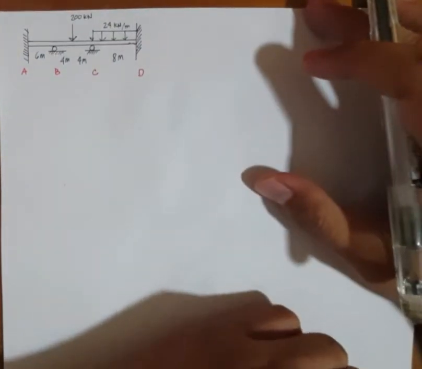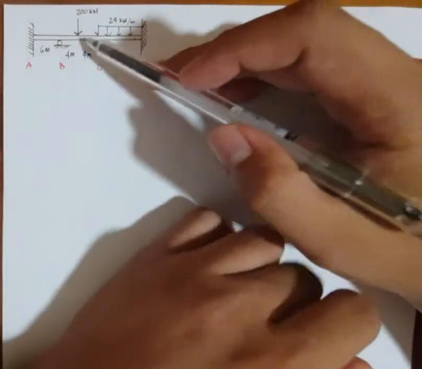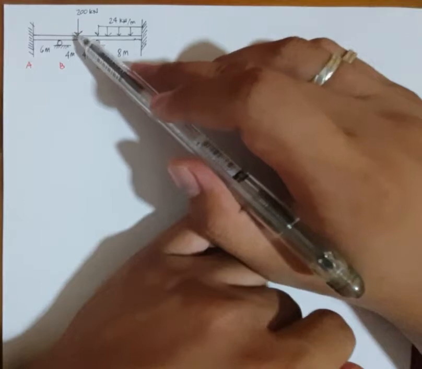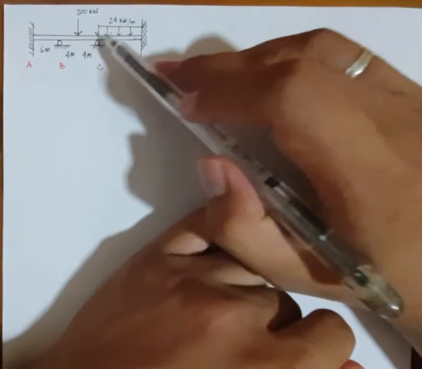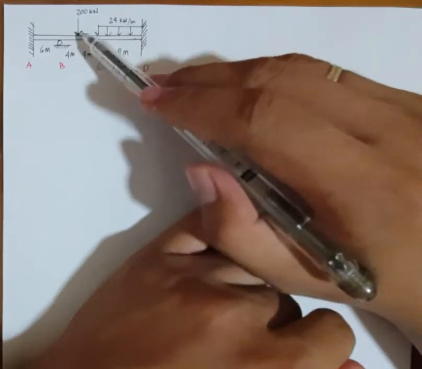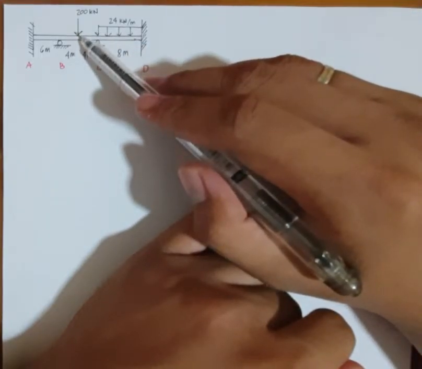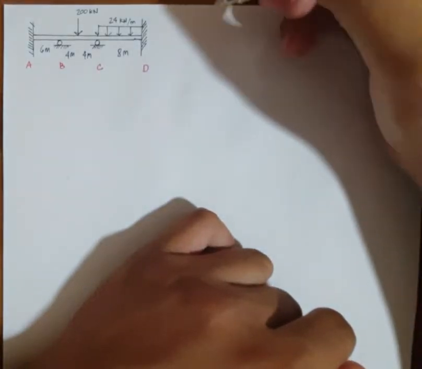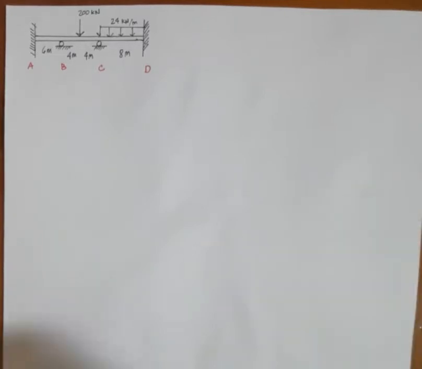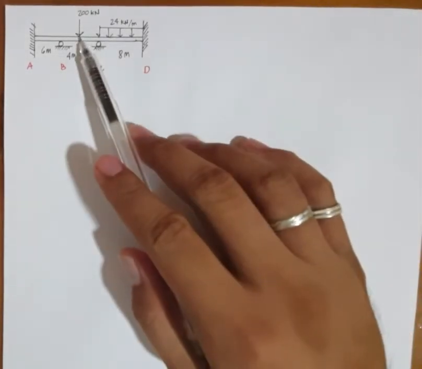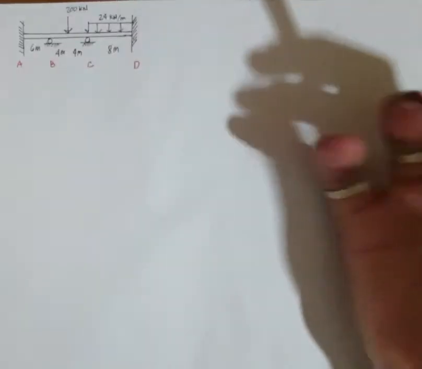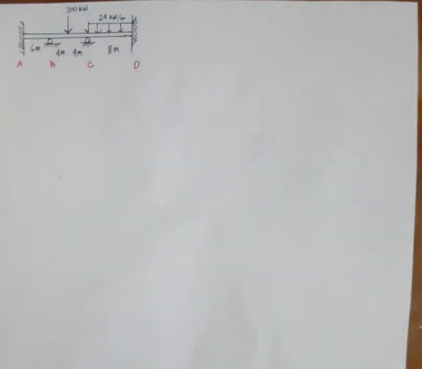Okay, so if you look, the loading is symmetric. So we don't waste time, we will just use the formula. Say, for example, you have derived the formula for these loads, a concentrated load at the center and a uniformly distributed load. So here it is.